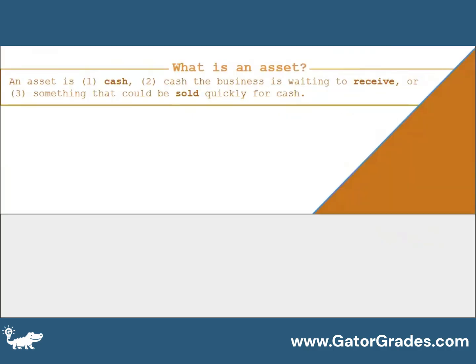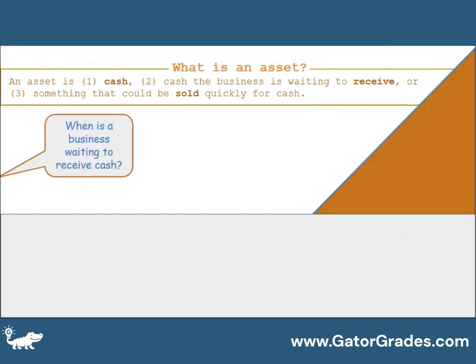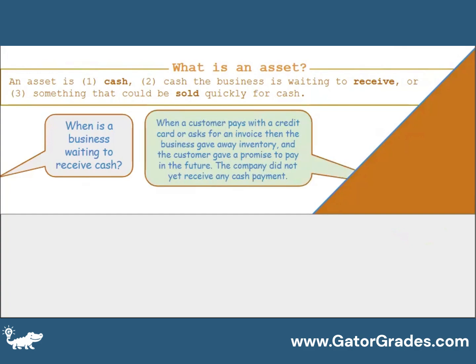Let's recap what we have discussed. An asset is cash, or cash the business is waiting to receive, or something that can be sold quickly for cash. When is a business waiting to receive cash? When a customer asks for an invoice, then the company gives away inventory at the time of sale and the customer gives a promise to pay in the future. The company did not yet receive any cash payment.